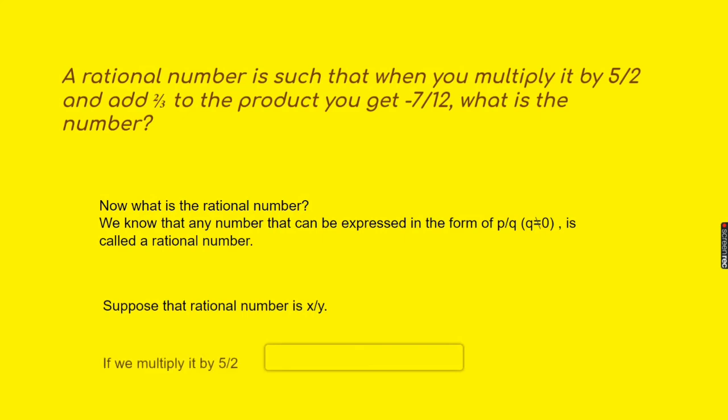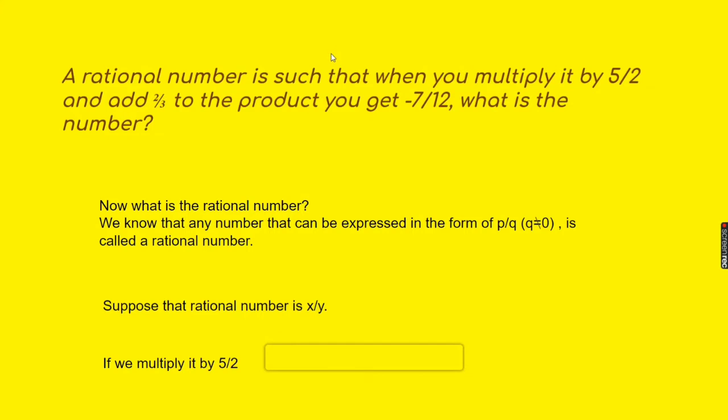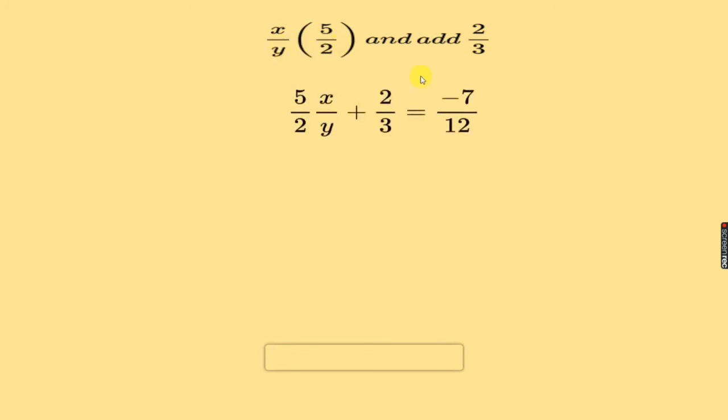Now, our question says that a rational number is such that when you multiply it by 5 by 2, so first of all, let us multiply it by 5 by 2. Multiplying x by y with 5 by 2, we get 5x by 2y, and our question says, add 2 upon 3 to the product. We add 2 upon 3 with the product of these two. We get minus 7 upon 12.